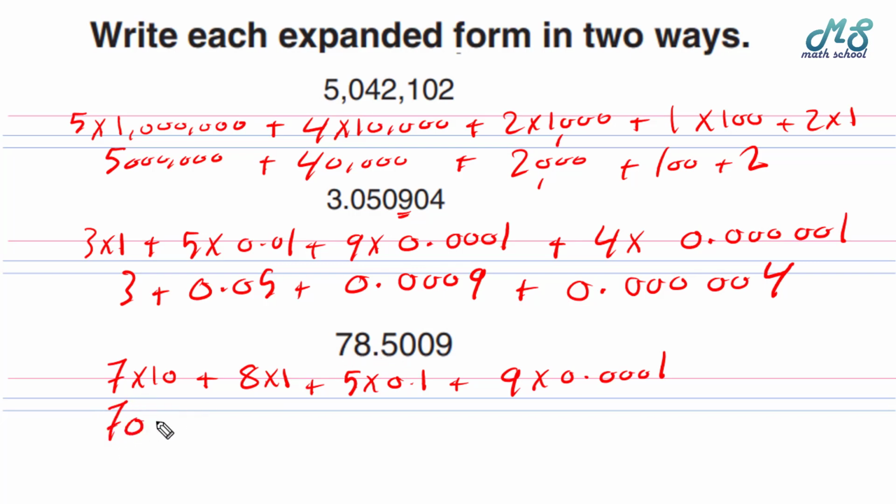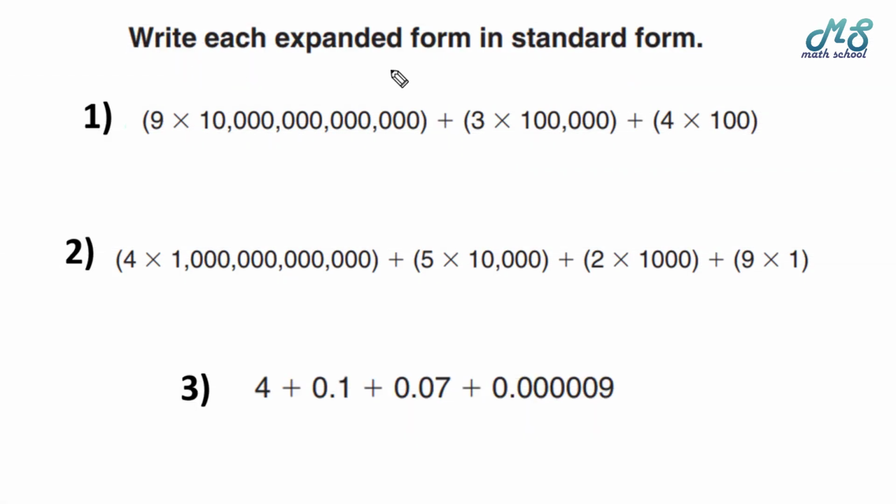Look, we can write the value of each digit. 78, we can write as 70 plus 8 directly, plus 5 tenths, 0.5, plus 9 in 10,000th place, 0.0009. Next exercise, write each expanded form in the standard form.